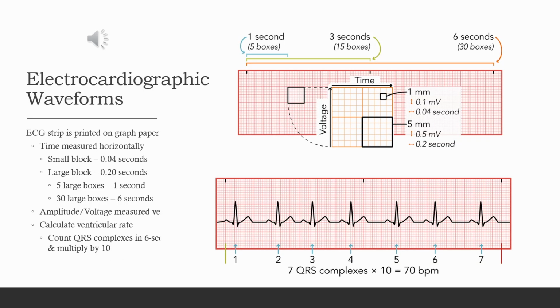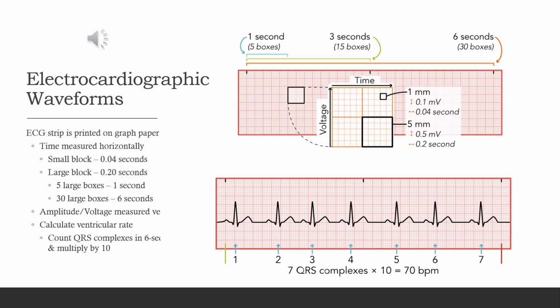So now let's break down ECG waveforms and how to interpret them using the ECG graph paper. An ECG strip is printed on standardized graph paper where time is measured horizontally and voltage or amplitude is measured vertically. Looking at this graph paper, especially on the top graphic where it's zoomed in, there are small squares within a large square. Each small square represents 0.04 seconds, and each large square, which has 5 small squares in it, represents 0.20 seconds.